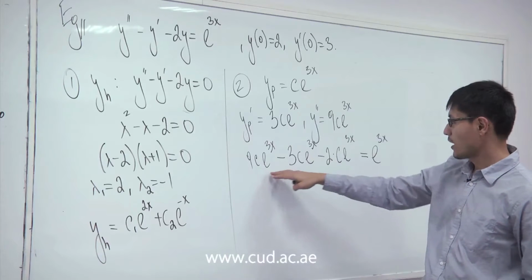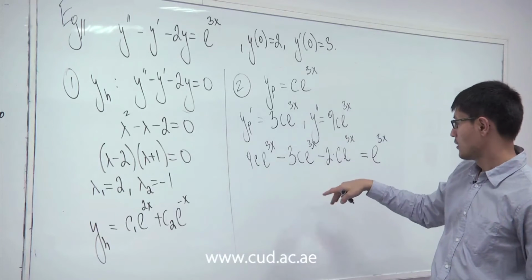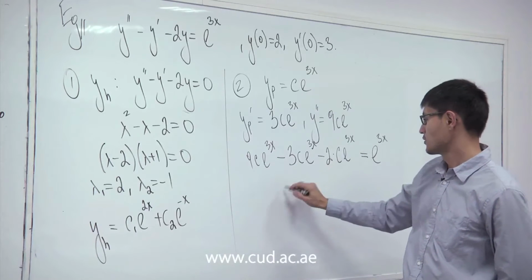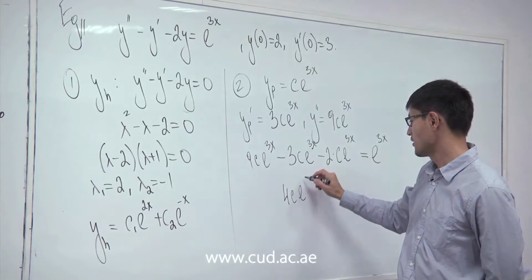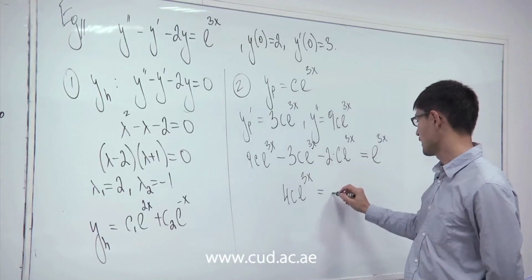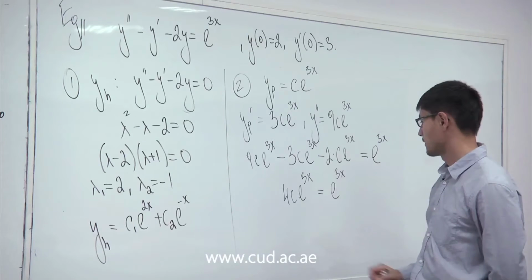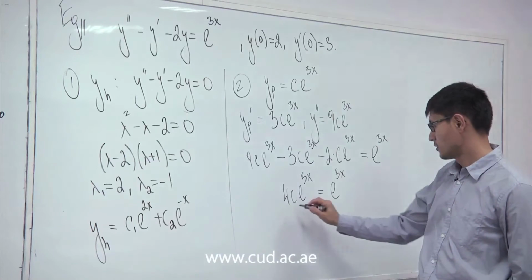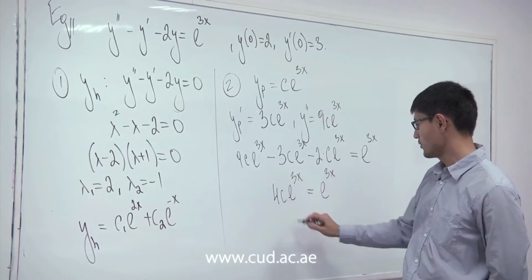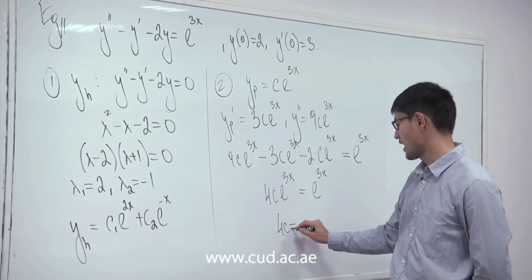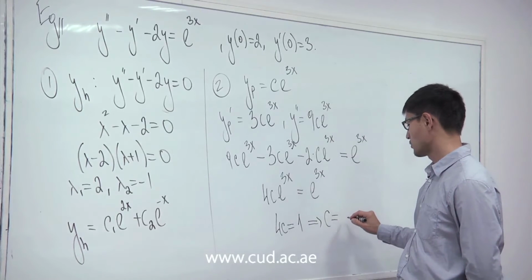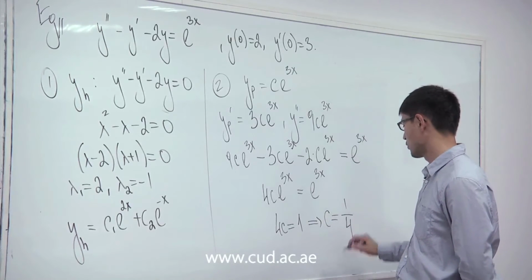Now, if I combine the terms on the left-hand side, I'll have 9c minus 3c minus 2c. So that gives me 4c e to the 3x. And on the right-hand side, I still have e to the 3x. So if I cancel e to the 3x, that means that 4c has to be equal to 1. So that implies that c is equal to 1 over 4.